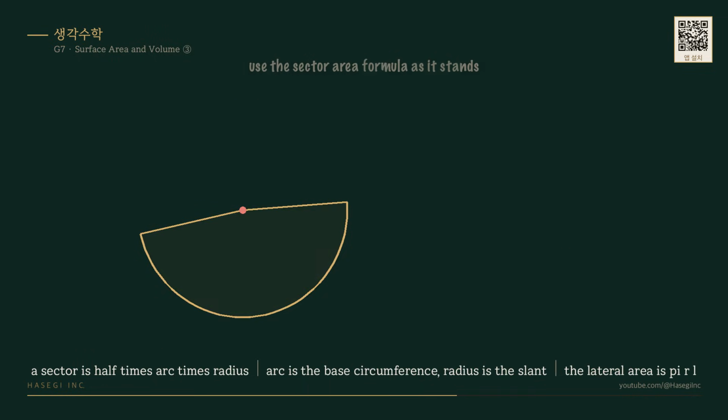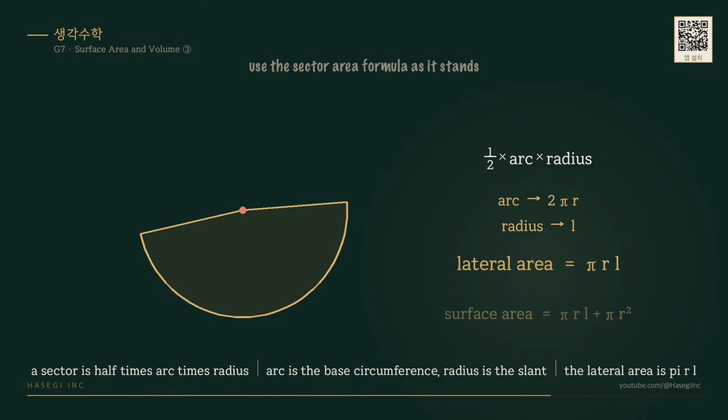The lateral area falls out immediately. A sector's area is a half times its arc times its radius. Here the arc is the base circumference and the radius is the slant height. Put those in, and the lateral area is pi times the base radius times the slant height. Add the base circle and the surface area is done.